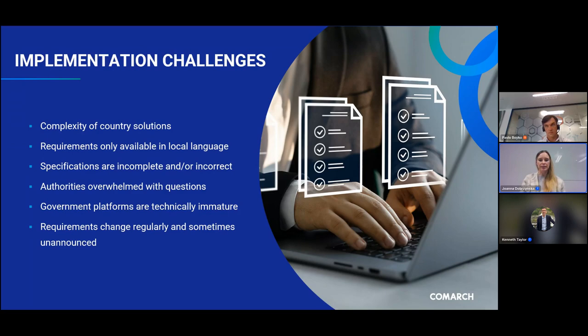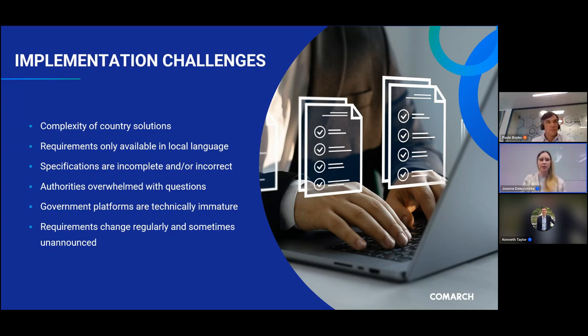In addition to that, the ever-changing nature of requirements and the lack of proper communication from authorities can also create confusion and unfortunately lead to non-compliance. So it is crucial to stay informed and be quite proactive in monitoring the updates in order to adapt the systems accordingly. And lastly, the challenge can be the overwhelming number of questions that are flooding authorities, especially very close to the deadline. So if we start implementation late, we won't be able to receive the clarification. Even if we are trying very hard, we won't be able to be compliant on time.